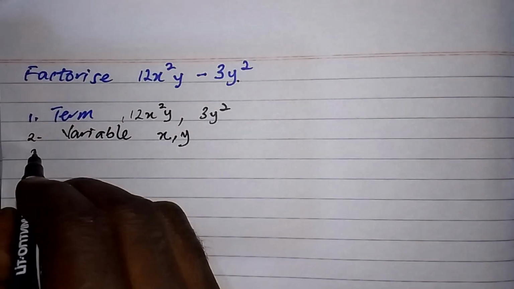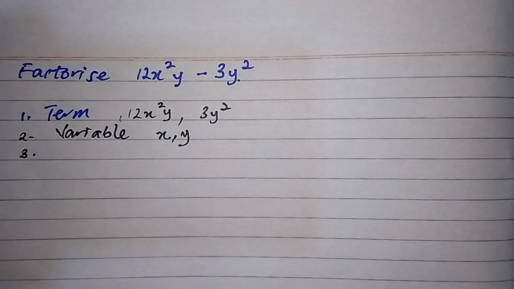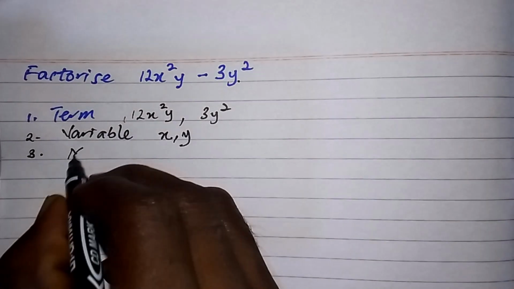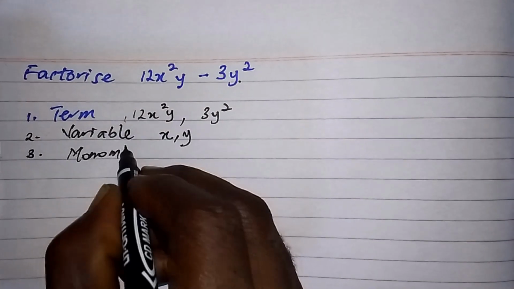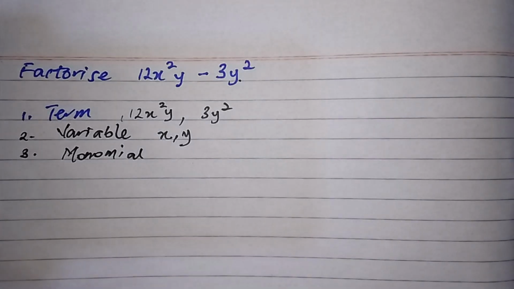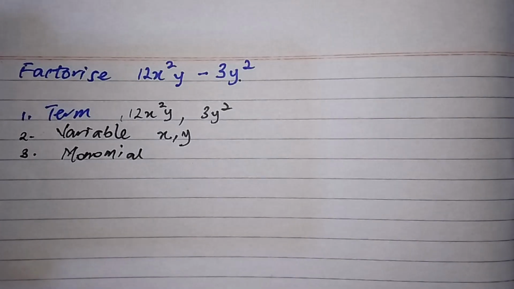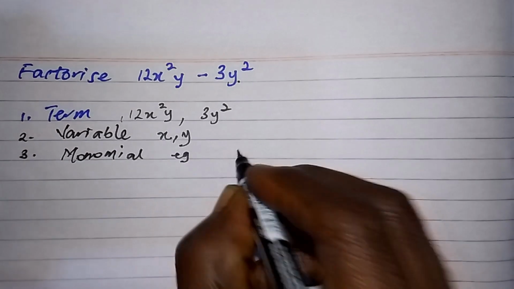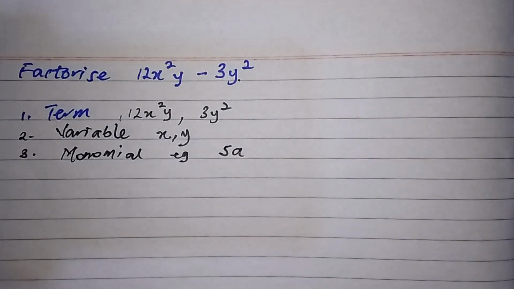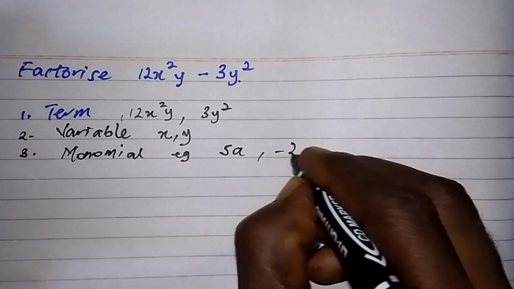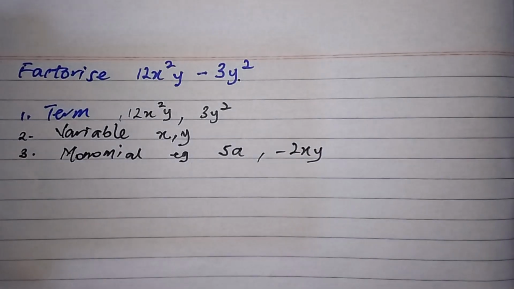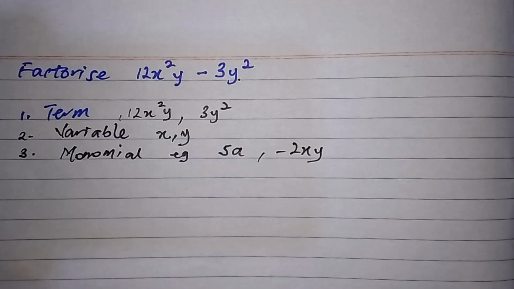The third term we want to look at is what we are calling a monomial. Mono means one. It means that there is only one term in an expression. For example, 5a is a monomial. Minus 2xy is a monomial because there is only one term in the expression.